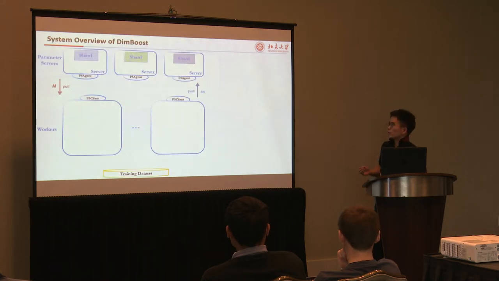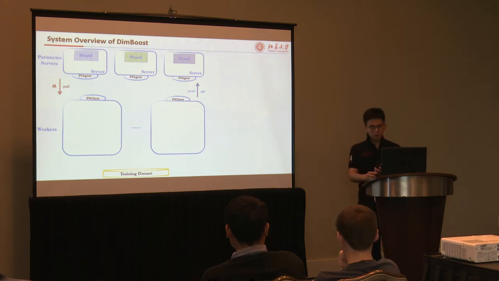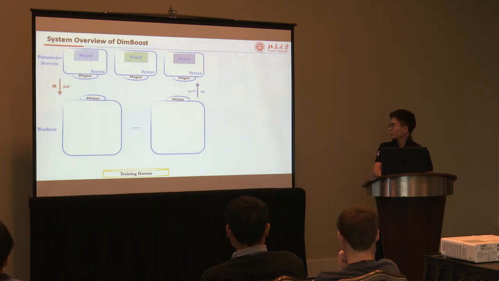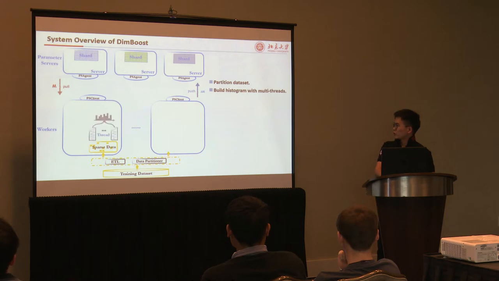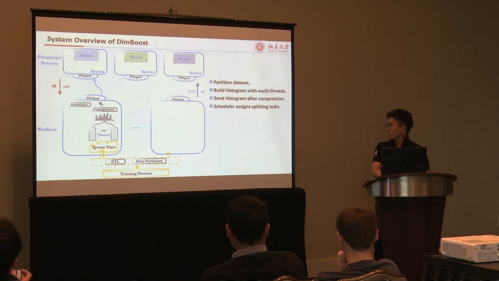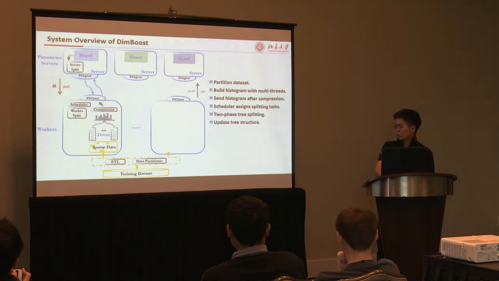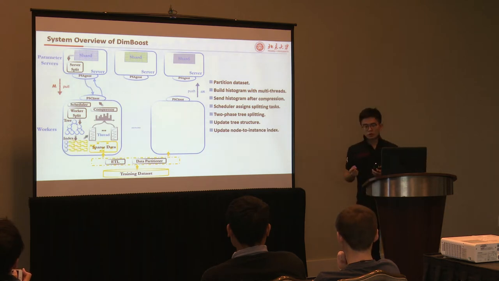Here's the system overview of DimBoost. We have servers, workers, and the training data sets. I will show how DimBoost works. We partition the data set to workers, build a histogram with multi-threads, and send the histogram to servers after compression. The scheduler assigns tasks to workers. Each worker uses the two-phase tree splitting to find the split rule of tree nodes, with which we update the tree structure and the node-to-instance index. The index will be used in the next iteration of histogram construction.